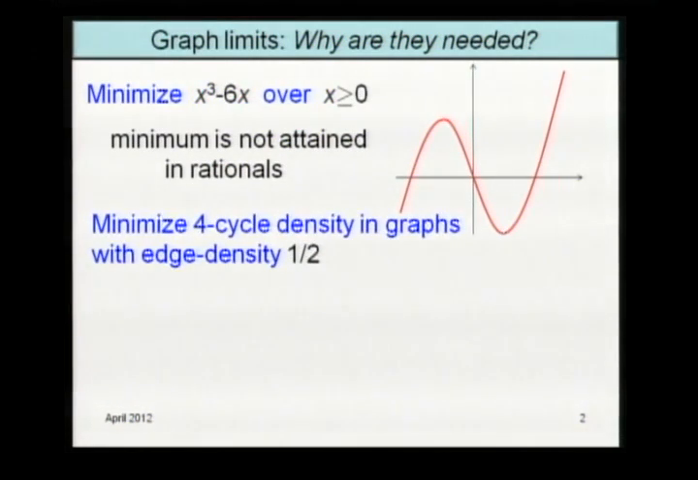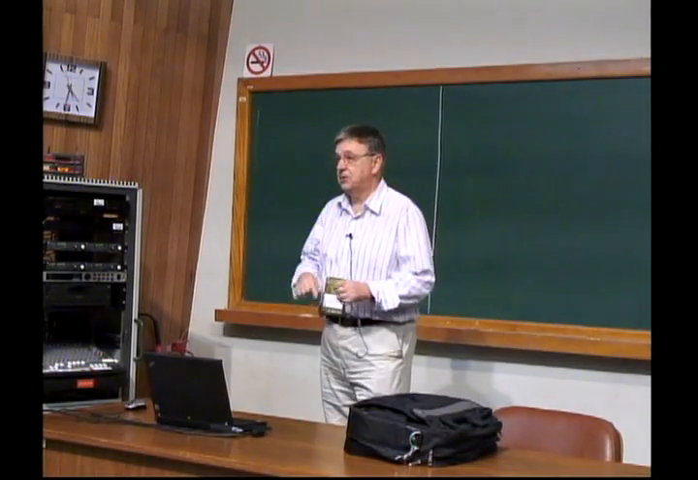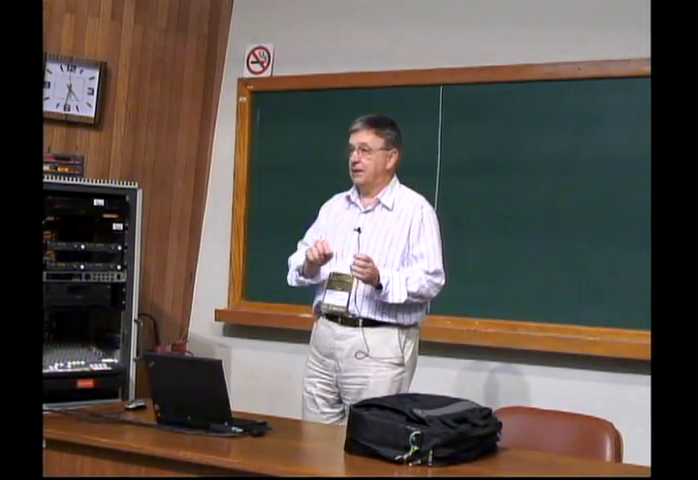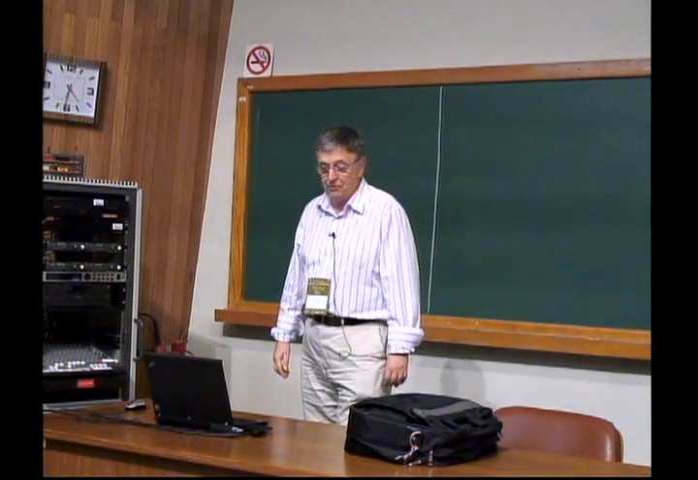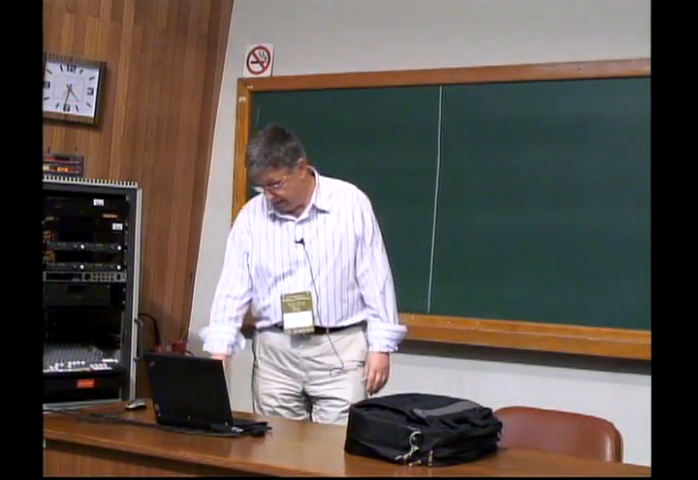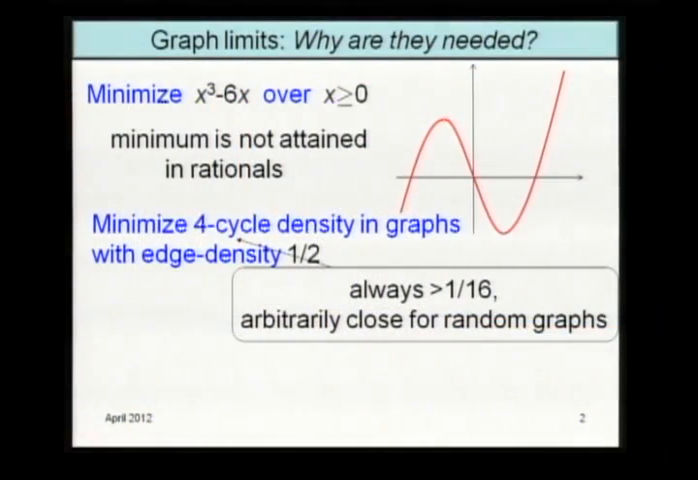Now let's look at an optimization problem in graph theory. Suppose you have a graph with edge density half, so half of all possible edges are present, the other half are not. And you count 4-cycles in them, repetition allowed, so how many ways can you make 4 steps and get back to the point where you started? And you want to find a graph which minimizes this number. And then there is a theorem which says that this number is always larger than 1 over 16.